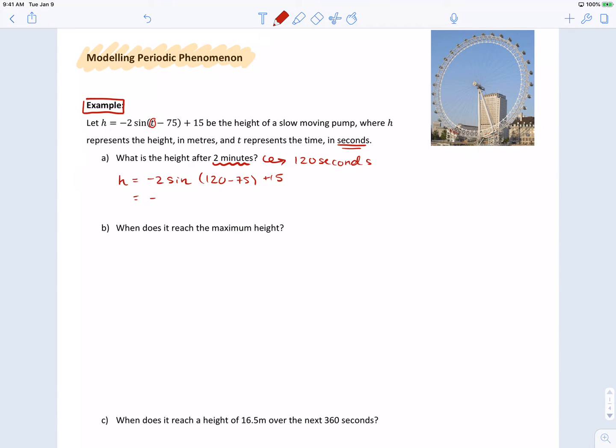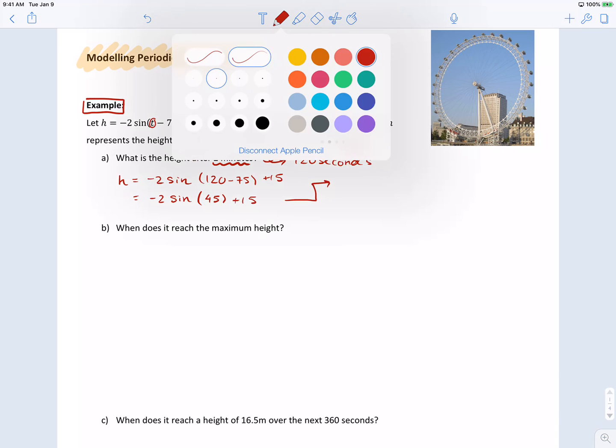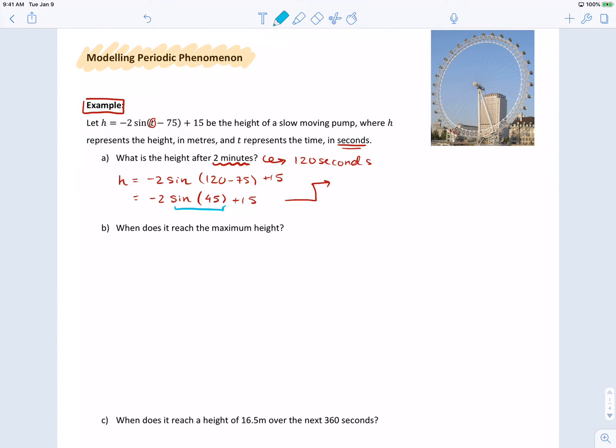I simplify this a little bit further. Negative 2 sine. Inside the bracket, it will now be 45 plus 15. We recall that the sine of 45 is root 2 over 2. Plus 15. On the left, we have some cancellation, and I'll leave my example like this. This value is exact if the question specifies exact. If it doesn't specify exact, we can evaluate this, and it's about 13.6.